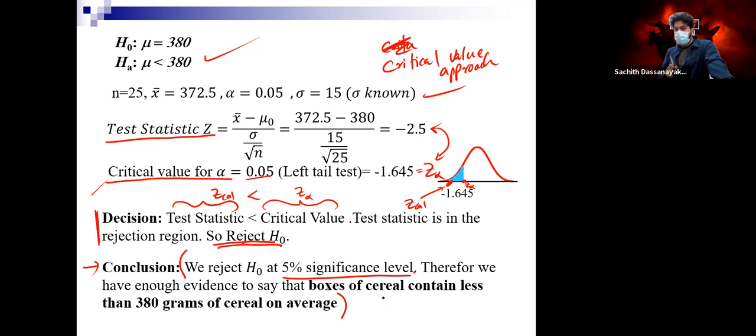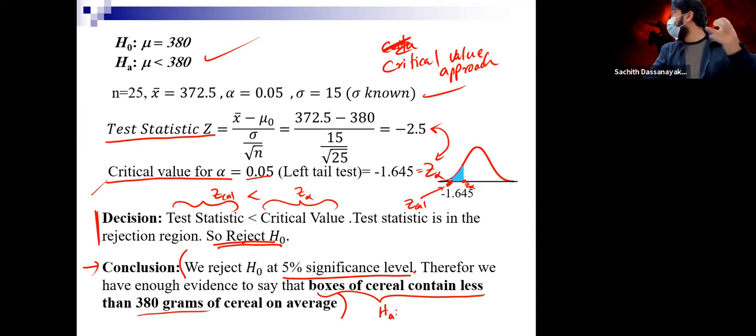Here, since we reject, we deal with HA. But here we have not mentioned that we accept HA. Okay. We say that we have enough evidence to say that this is your HA. This bold color sentence means your HA, what you have taken here. See, cereal contains less than 380 grams on average. Okay, this is actually what they have mentioned in the question. Clear? So this is a complete answer for this kind of question.